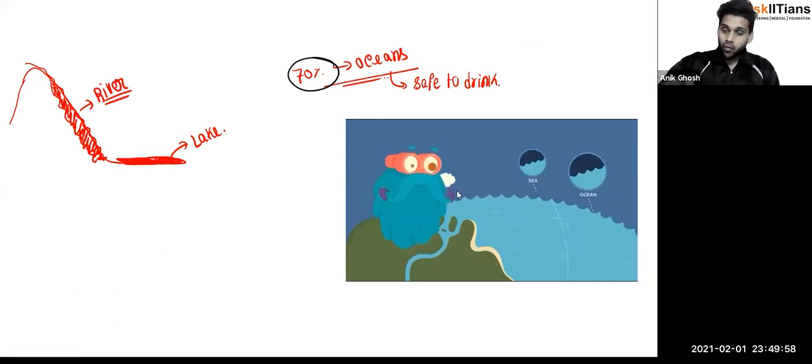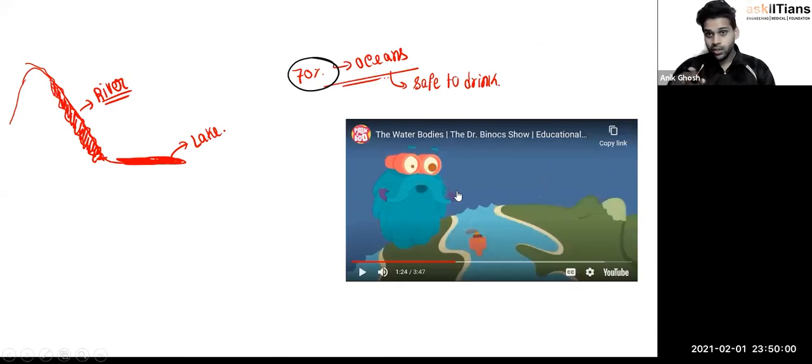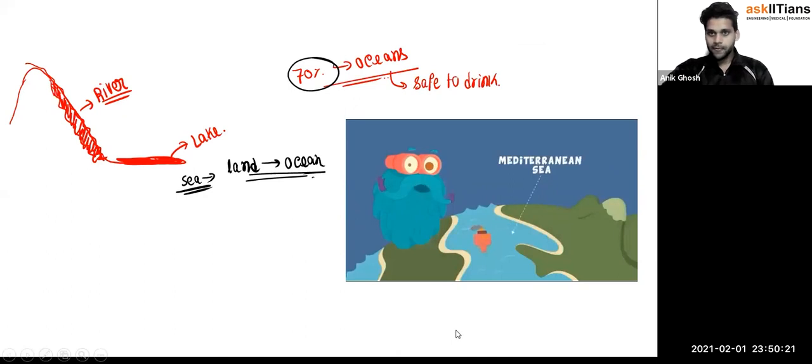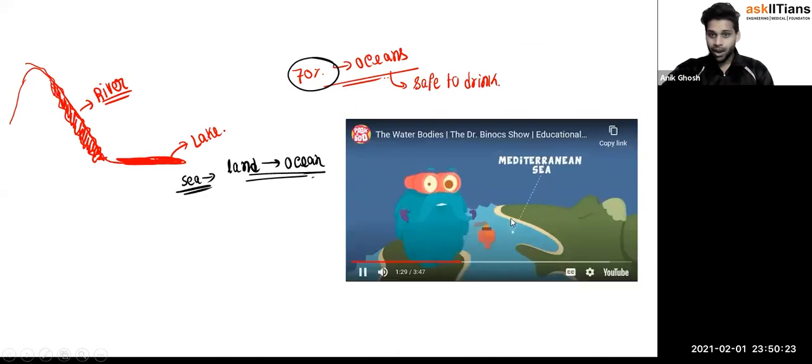Now, what is the difference between a sea and an ocean? The sea is found where the land is meeting the ocean. That part is called the sea. Okay. So the Mediterranean Sea is a part of the Atlantic Ocean. We know about it, right?